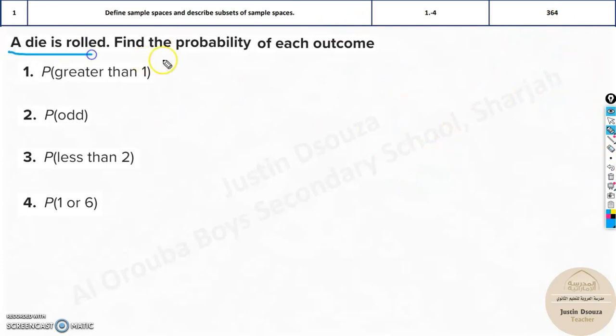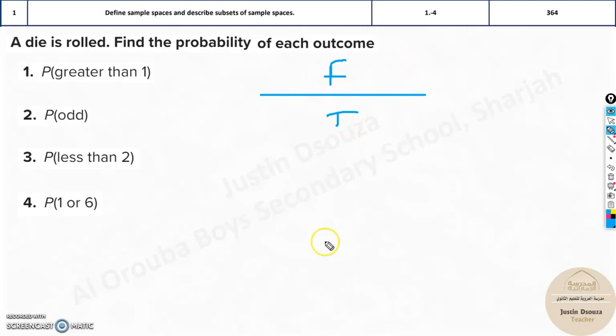Now over here we have a die is rolled. Find the probability of each outcome. So what is a die? A die is like a cube, it'll have 1, 2, 3, all that, numbers on each side of it. There are 6 faces of a die, from 1 to 6. So now probability generally is given by favorable outcomes divided by the total outcomes. Or you can write desired outcomes, anything that makes you remember.